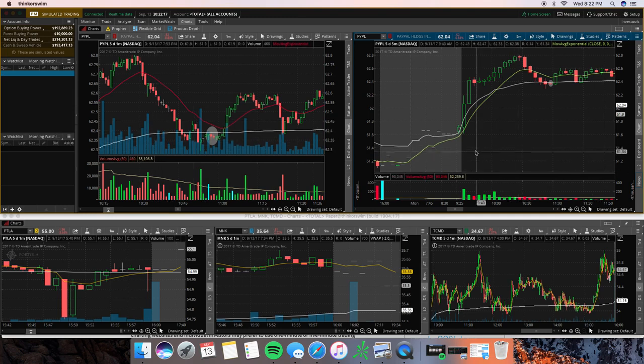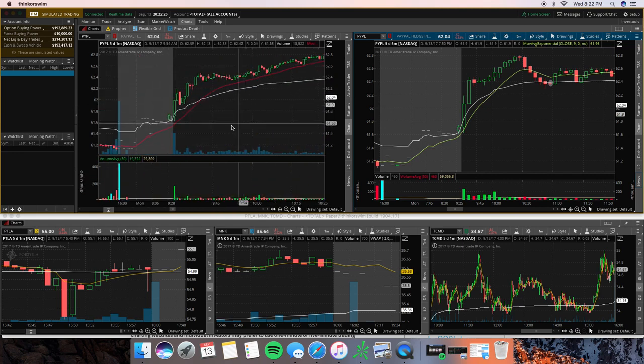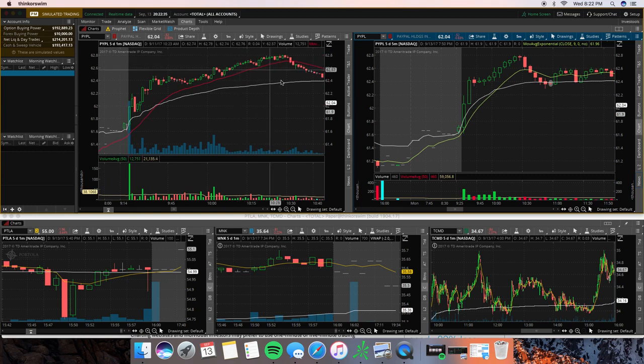So early on in the day, I noticed somebody called down the room that PayPal was very strong. It was just a straight up move for me. Here on the 1 minute chart, you can see it started out at 61.71 and it basically just went straight up to 62.80 with barely any pullbacks. After the first 30 minutes I switch over to the 5 minute, because it keeps out a lot of the noise.